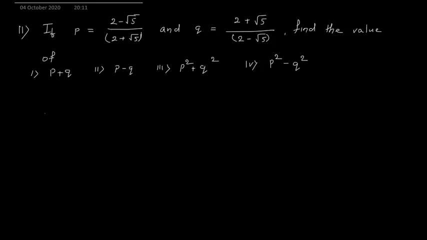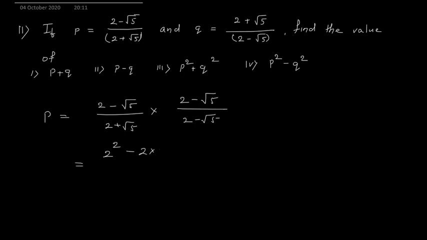So P is given as 2 minus root 5 divided by 2 plus root 5. So to rationalize, what do we do? We multiply by 2 minus root 5. And our result will become 2 minus root 5 the whole square in numerator, that is 2 square minus 2 into root 5 plus root 5 the whole square, whole divided by 2 square minus root 5 square.